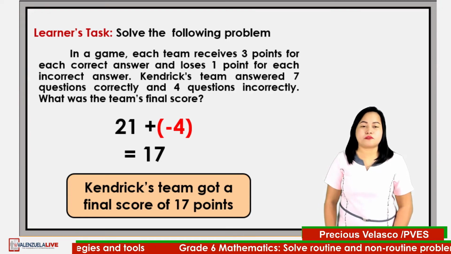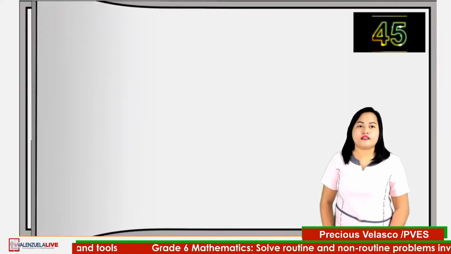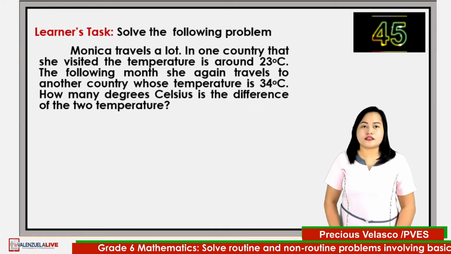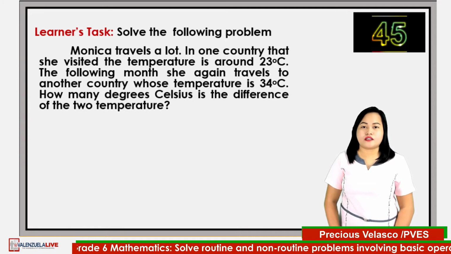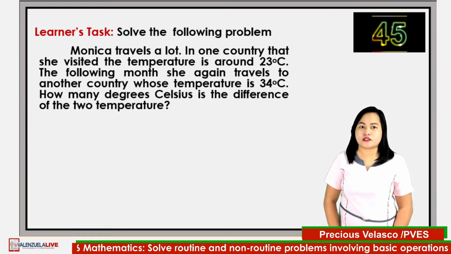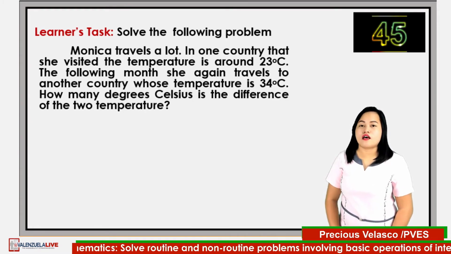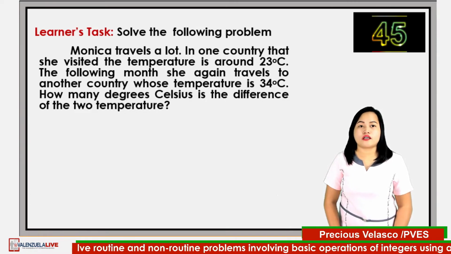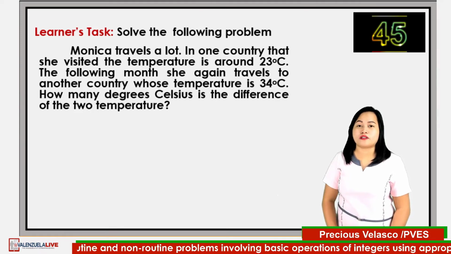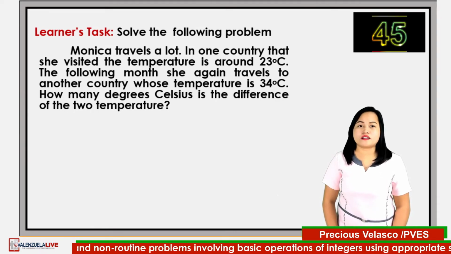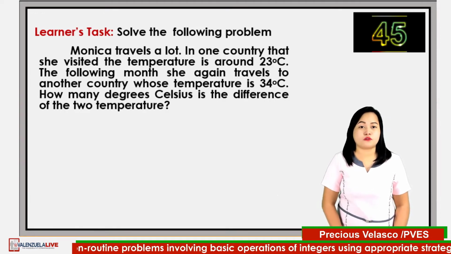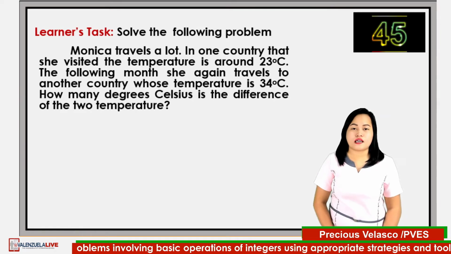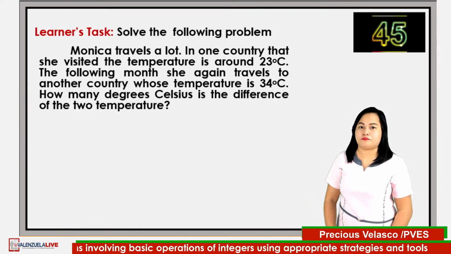Okay, so let's proceed with the second problem. And here's our problem. Monica travels a lot. In one country that she visited, the temperature is around 23 degrees Celsius. The following month, she again travels to another country whose temperature is 34 degrees Celsius. How many degrees Celsius is the difference in the two temperatures? And your 45 seconds starts now.